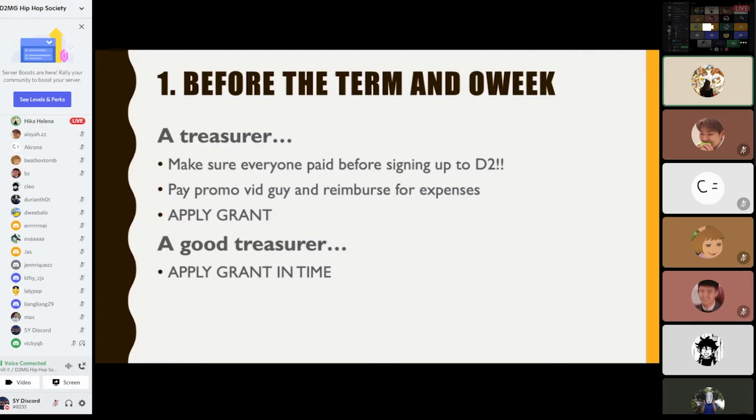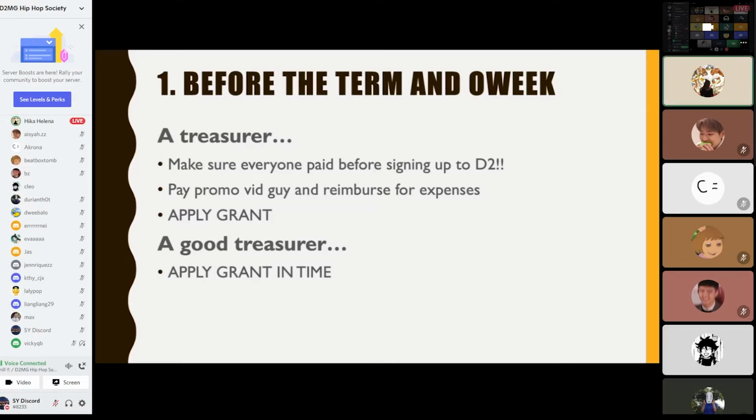And basically, throughout the whole week, we have the meet and greet and other events. So people will buy snacks and incur other expenses for the society, and you have to reimburse them using the society account. And also during the week when people sign up to D2, you have to make sure everyone pays. No free riders for our society. And lastly, the most important, you have to apply for grants, to make sure that we don't go bankrupt at the start of the year.